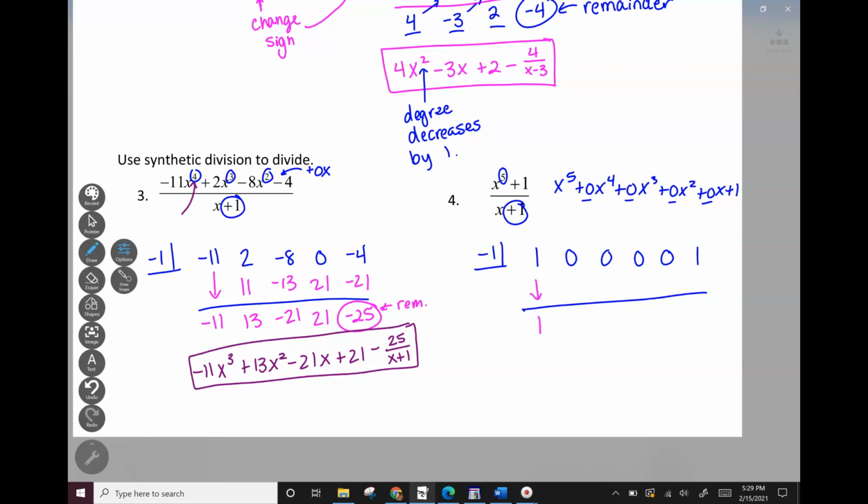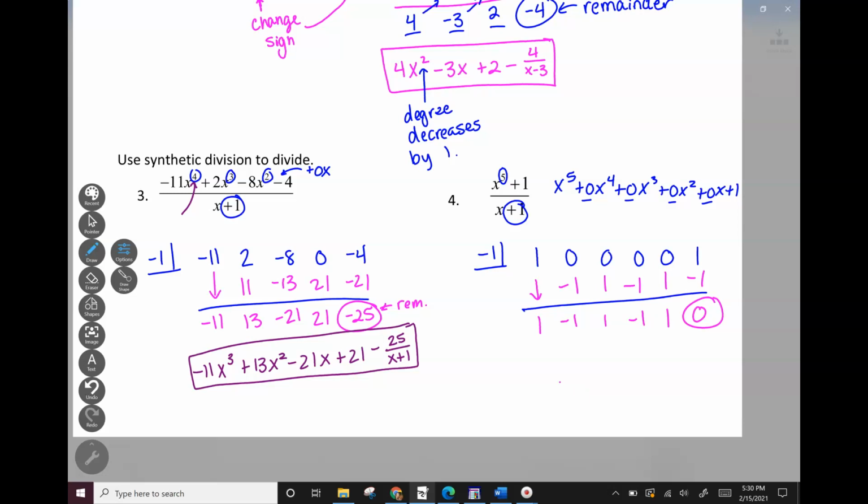So bring down the 1. Negative 1 times 1 is negative 1. Add, multiply. So you're doing negative 1 times negative 1 down here. Positive 1, add, multiply. Negative 1 times positive 1. Add, multiply. Add, multiply, add. So notice this one actually has a remainder 0, which is going to be significant as we look at 5.5, but remainder 0 on this one.